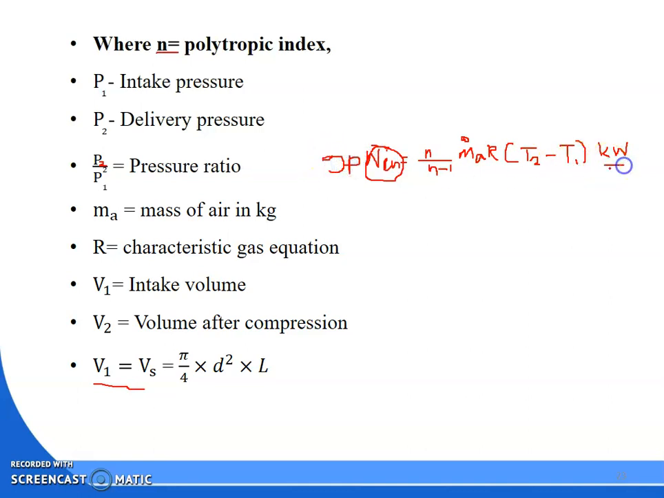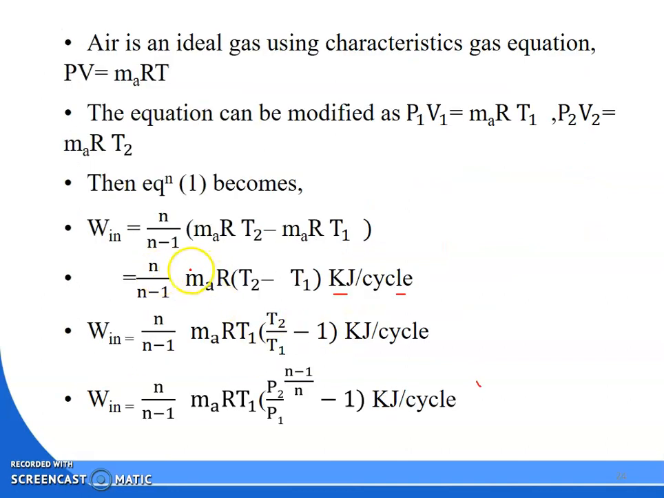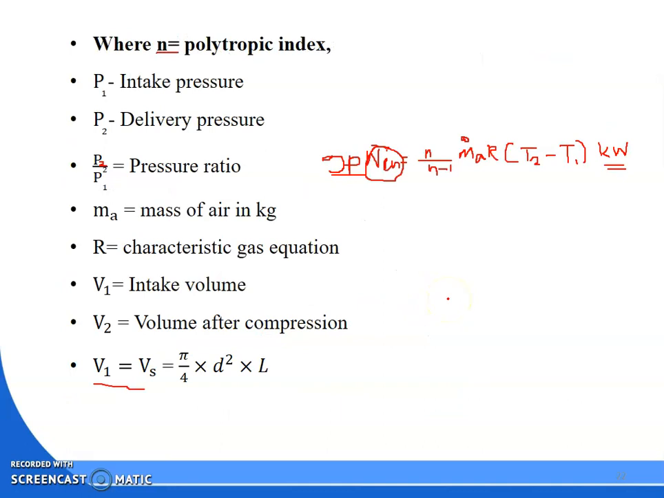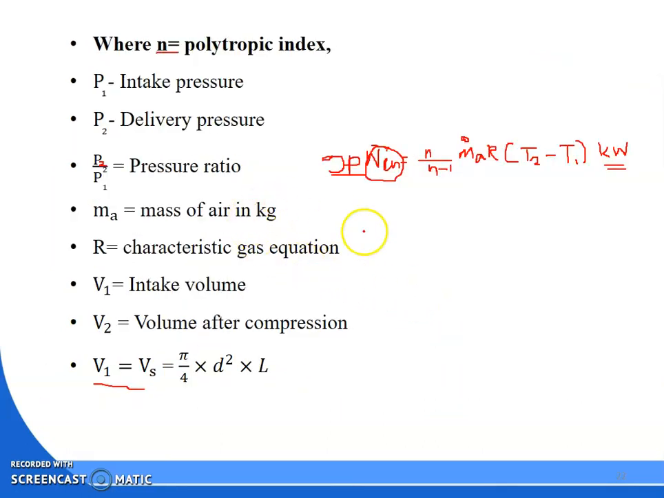What is the unit? Kilowatt is our unit. So that becomes the indicated power. In case in place of the mass of air, if you put the mass flow rate of air M dot A, then it becomes kilowatt. That is the power. So that is the case if we are considering polytropic compression.